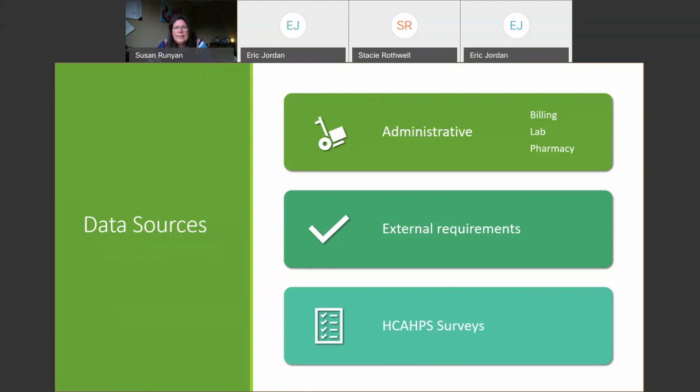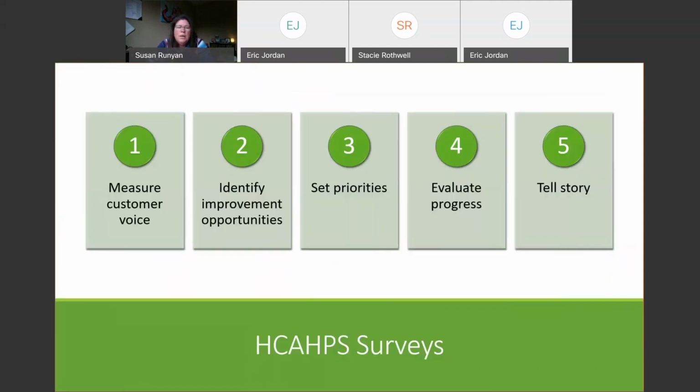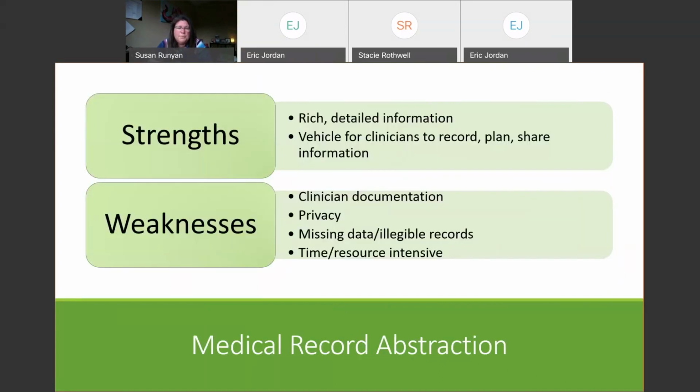HCAHPS surveys are a great understanding of things that you already have data sources for. HCAHPS, I like to focus on that a little bit. You've got a customer voice. I mean, there's not many things in data that you would have a customer voice for. It identifies certainly opportunities for improvement, sets some priorities, and evaluates progress over time, and by all means, tells a great story.